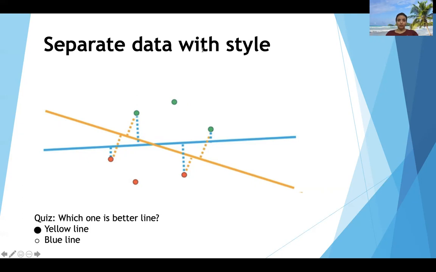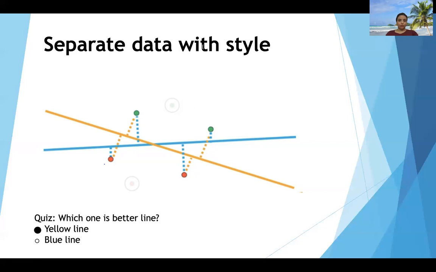And now the question is, how can we say that the yellow line is better? So let's look at the points which are far away from the boundary or the line. These points don't matter in our decision, so we will forget about them. And we will consider only the points which are close to the boundary or line.